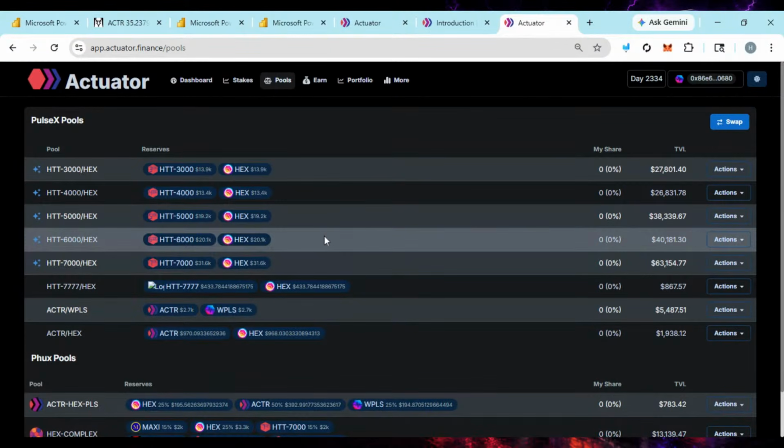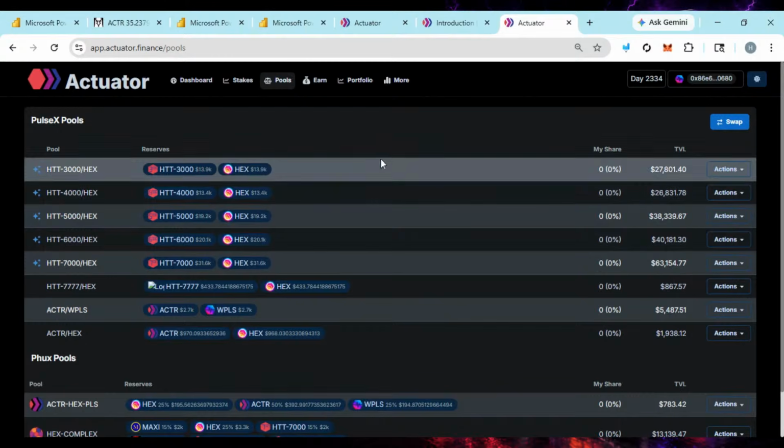So one of the things people do with Actuator is they do what we call stacking, or stacking yield. And so they'll look at their wallet and they go, well, I got this HEX and it's not doing anything. It's just sitting there. And they'll say, oh, okay.